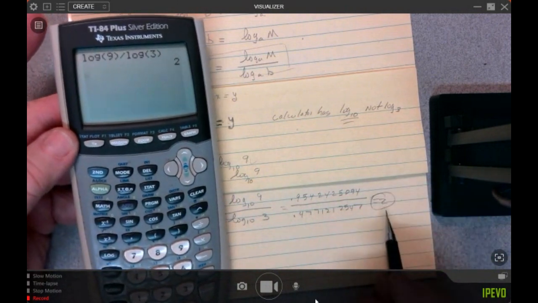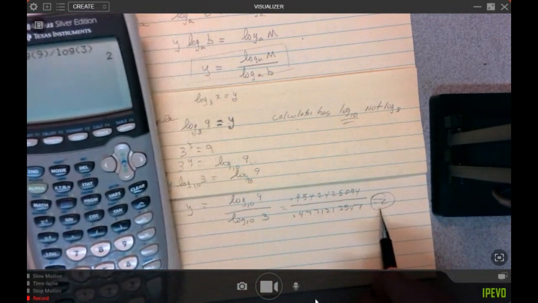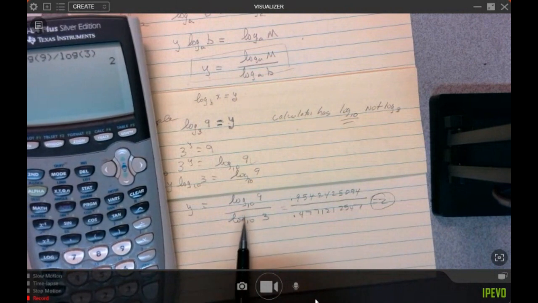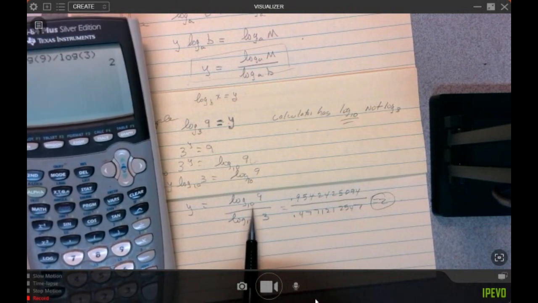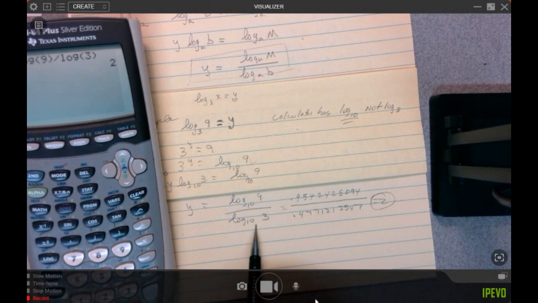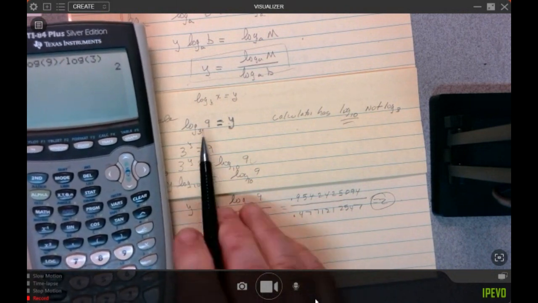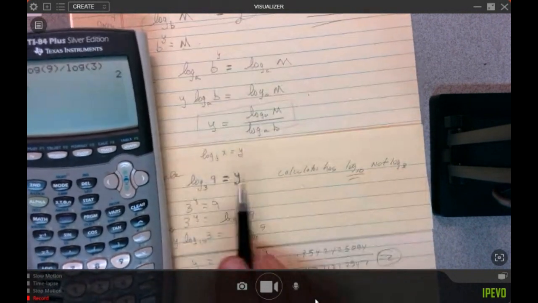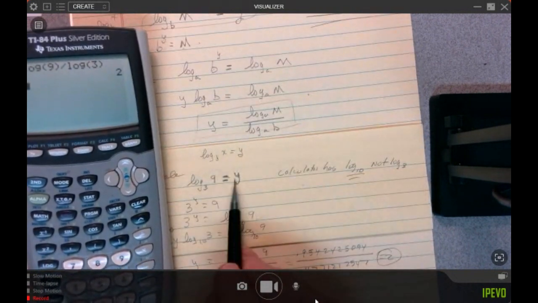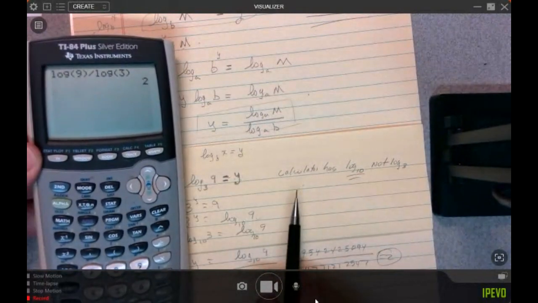Now, you say, wait a minute, how can you get 2 when you were using log base 10 to do the calculations? Remember, the problem was not just log to the base 10 of 9. It was log to the base 10 of 9 divided by log to the base 10 of 3. Oh, and we knew that the answer was 2 anyhow, right? 3 squared is 9. All right, you see with me?